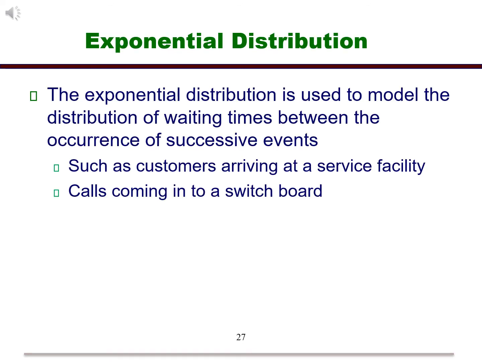Let's shift gears away from the normal distribution and talk about another continuous distribution called the exponential distribution. The exponential distribution is used to model the distribution of waiting times between the occurrence of successive events. Some examples of this are in the slide. Notice that this is similar to the Poisson in a sense. The Poisson models the number of events per unit, whereas the exponential models the time between said events.